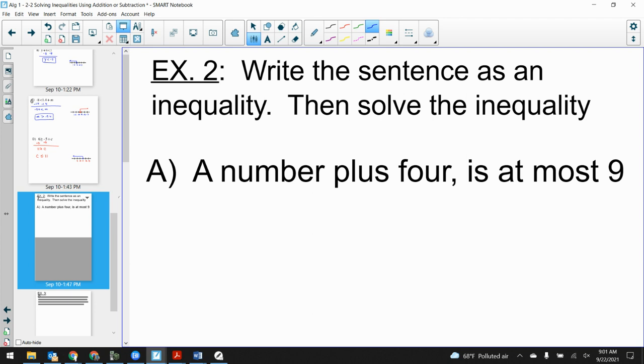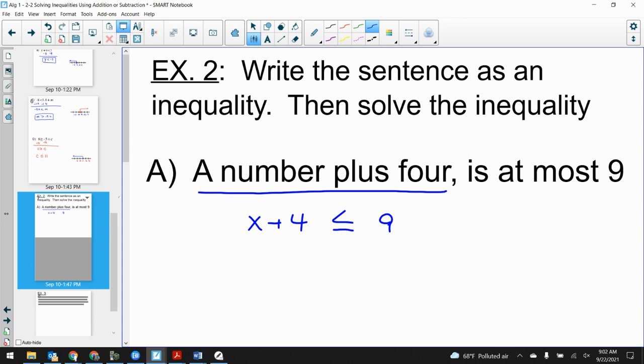Okay, a number plus 4 is at most 9. Well, a number plus 4 part is not too bad. x plus 4. And we know it has to compare to 9, but what does it mean when I say at most 9? Less than or equal to. Okay, she says less than or equal to.